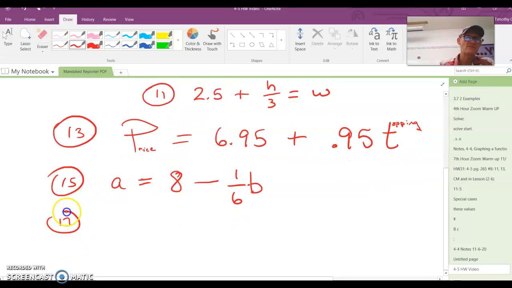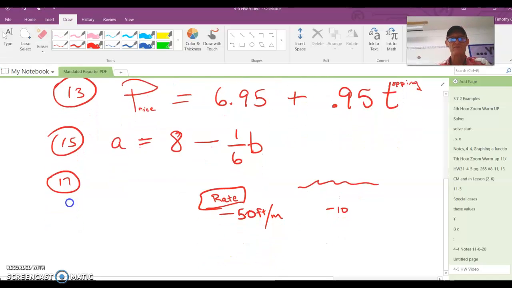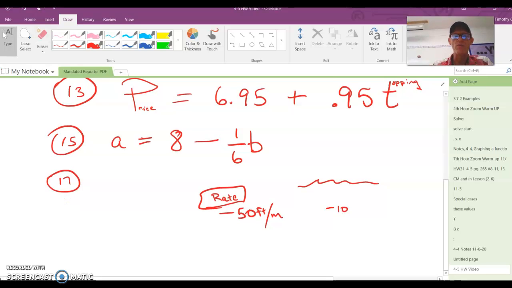17 says a team of divers assembles at an elevation of -10 feet relative to the surface. Okay, so here's the surface of the water, and then -10 is when they start. And then the team dives at a rate of -50. So the rate is -50 feet per minute. So a rate gets multiplied by however many minutes. Okay?